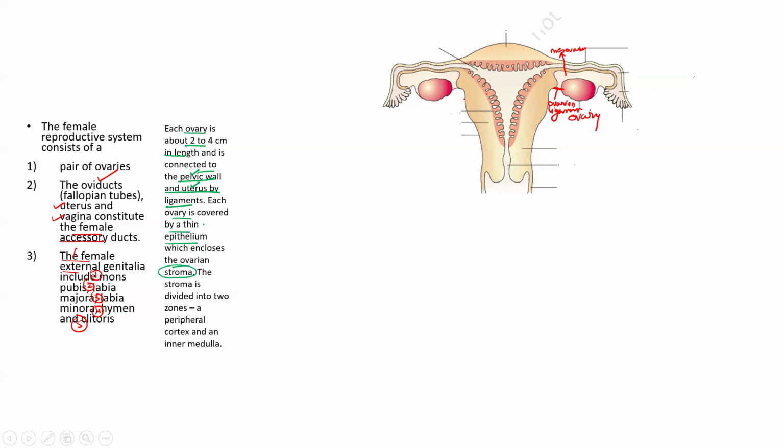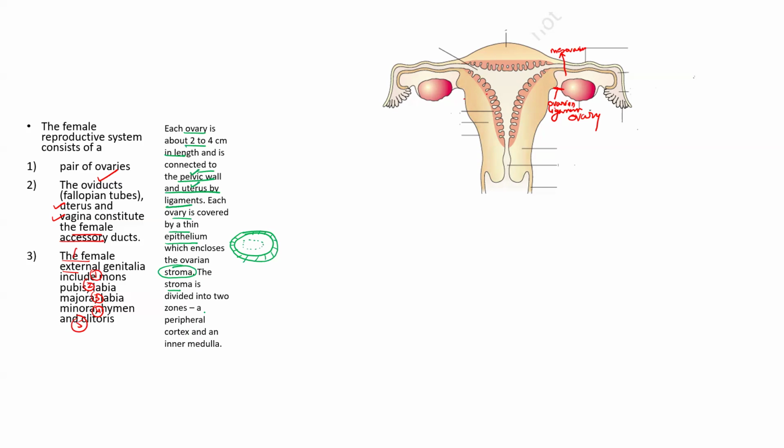Please understand stroma. Don't think only of chloroplast. Students get confused here. This is the epithelium, and this epithelium will enclose the stroma. Clear? This is the stroma, and the stroma is divided into two: the outer cortex and the inner medulla.